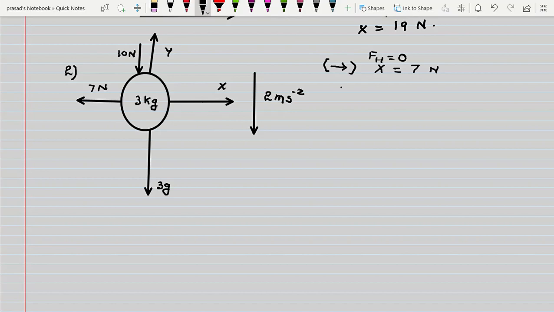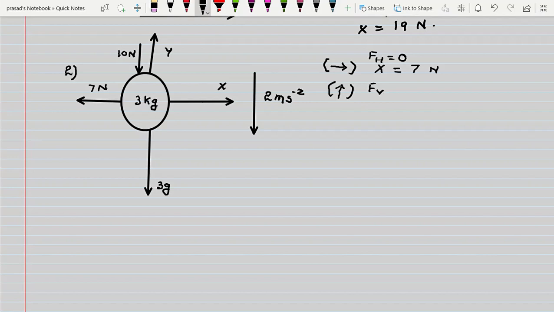Now let us consider the vertical direction. Vertically there is an acceleration of 2 meter per second square. That means there is an unbalanced force acting on this object, and this unbalanced force will act in which direction? Vertically downward. Okay, because the acceleration is downwards.